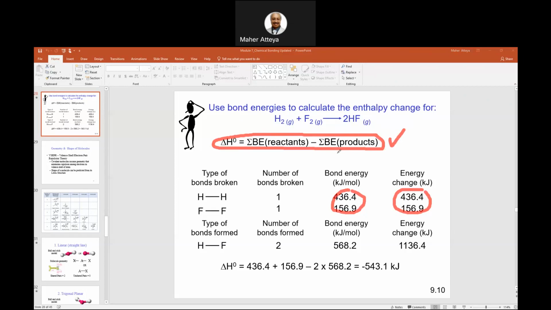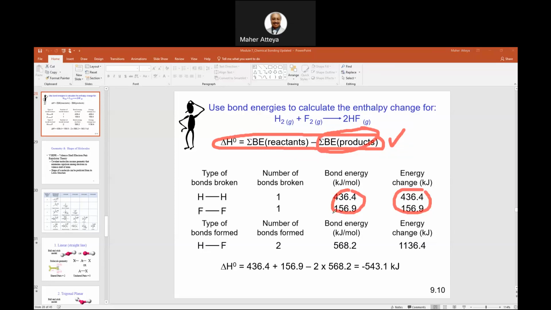For the enthalpy of formation, the products come first minus the reactants, but for the bond energy it will be the reactants minus the products. Why? Because you are breaking atoms. That's endothermic. Did you see any of those being negative? No. All the energies are positive, because you have to put in enough energy to break the bond.